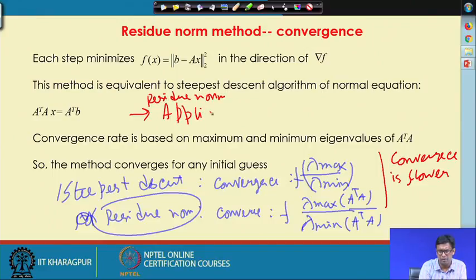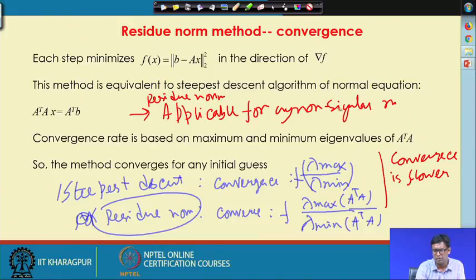The best thing is that residue norm is applicable for any non-singular matrix A. Let me write down, for any non-singular matrix A, and that is the best part of this particular method.